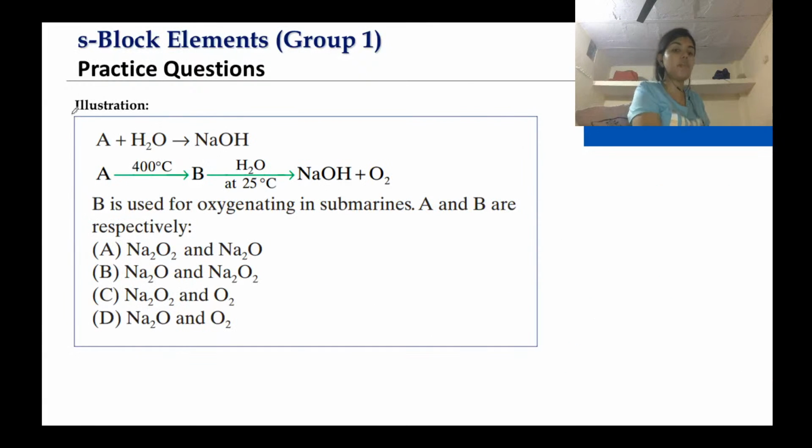Now tell me this question. A plus water gives NaOH, and when you heat A at 400 degrees Celsius, it gives B, and when you treat B with water, it gives NaOH plus oxygen. And B is used for oxygenating in submarines. What are A and B?